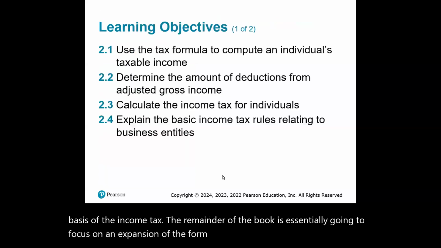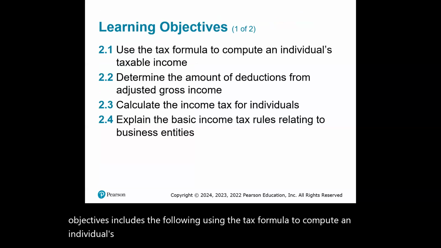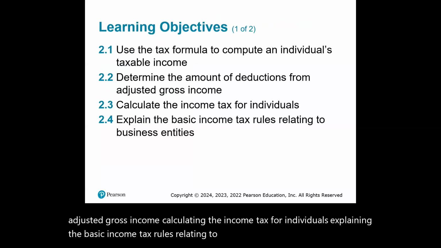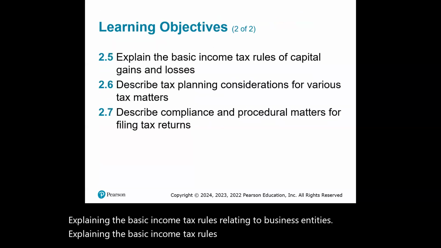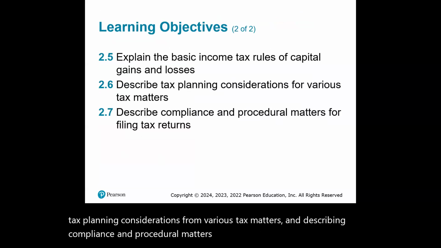In Chapter 2, our learning objectives include the following: using the tax formula to compute an individual's taxable income, determining the amount of deductions from adjusted gross income, calculating the income tax for individuals, explaining the basic income tax rules relating to business entities, explaining the basic income tax rules of capital gains and losses, describing tax planning considerations from various tax matters, and describing compliance and procedural matters for filing a tax return.